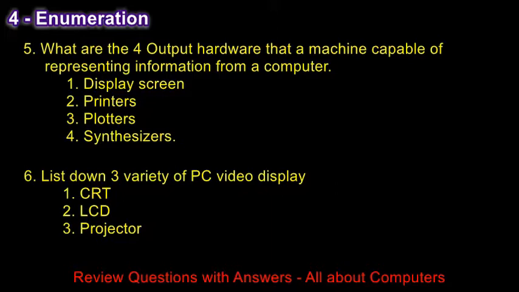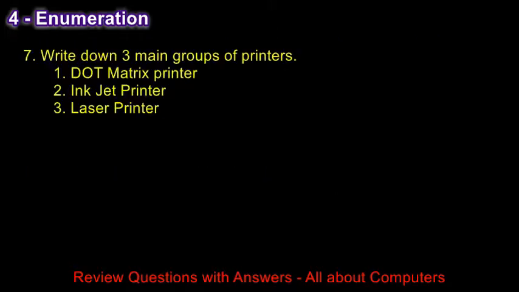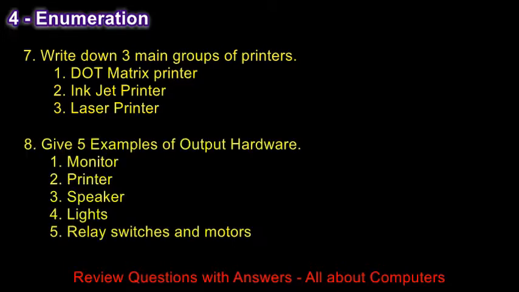Next, number 7, write down 3 main groups of printers. Number 1, dot matrix printer, number 2, inkjet printer, and number 3, laser printer. Number 8, give 5 examples of output hardware: monitor, printer, speaker, lights, relay, switches, and motors.